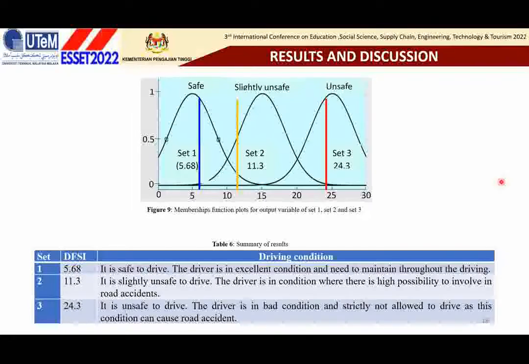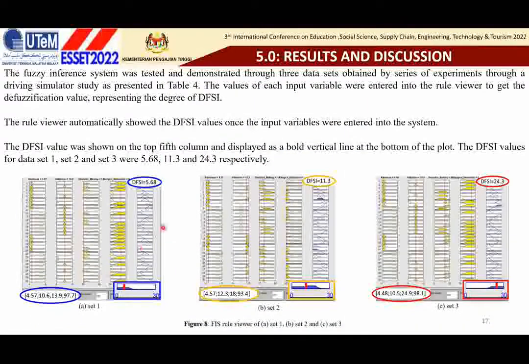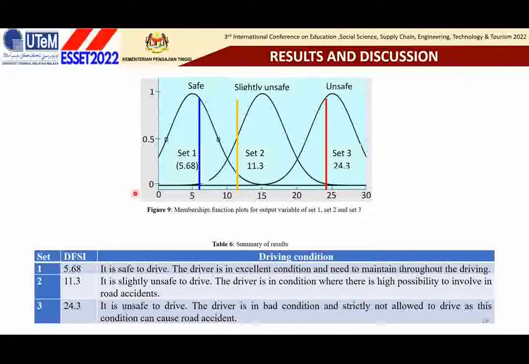Figure 9 shows the membership function plot for the output variable of set 1, set 2, and set 3. And table 6 shows the summary of results. As mentioned before, set 1 gives 5.6x as the DFSI degree. So 5.6x is in this region, which is safe. This means that it is safe to drive. The driver is in excellent condition and needs to maintain it throughout driving.